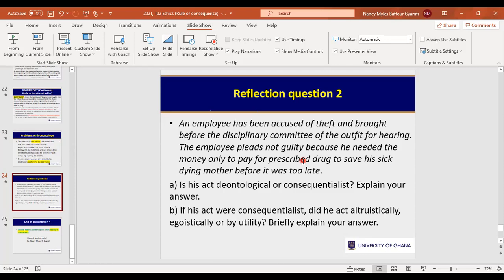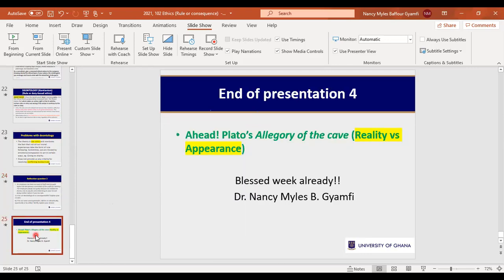Okay, this is just purely seeking your thoughts. Then B, if his acts were consequentialist, did he act altruistically, egoistically, or by utility? Briefly explain your answer. You can reflect on that during your tutorial sessions. You can bring them to our live sessions. Not this week because we are doing our in-persons for Plato's Allegory of the Cave, but then the subsequent weeks, when next we have our live session, or intermittently, we can have discussions on that.